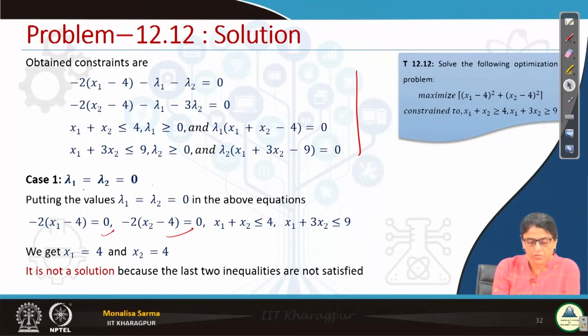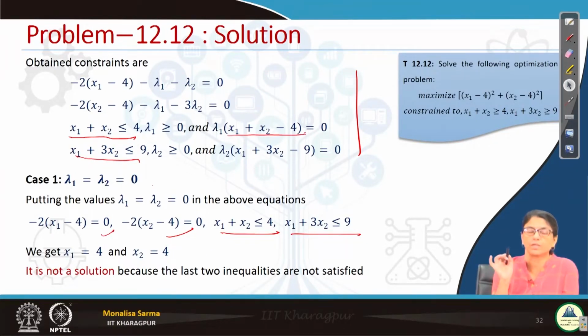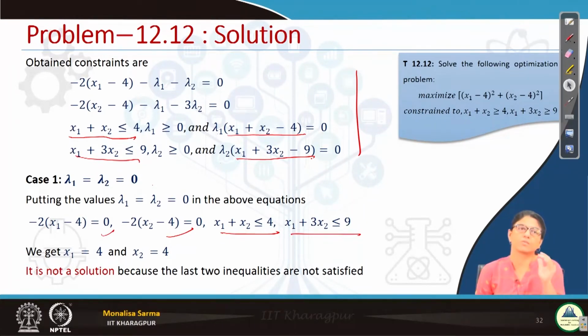Okay, and if lambda 1 equals 0 and lambda 2 equals 0, then we will be using this x1 plus x2, this and this. Suppose lambda 1 is greater than 0. Then I can write x1 plus x2 minus 4 equals 0, and I can use this also as an equation. Again, if lambda 2 is greater than 0, then x1 plus 3x2 minus 9 equals 0. That way I will have all the equations and can find all the solutions. There are a total of 4 cases, as I told you, and for the 4 cases you will find different solutions.